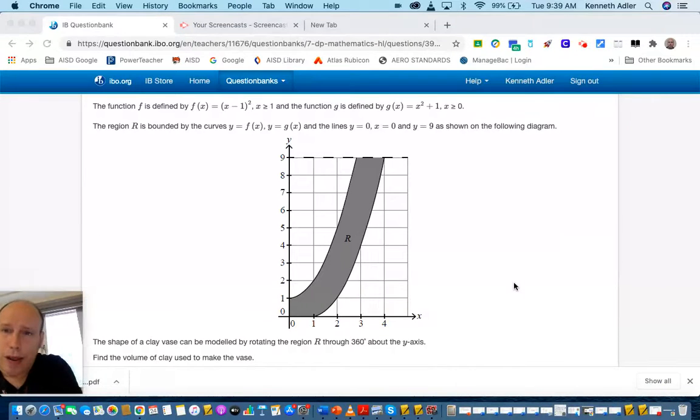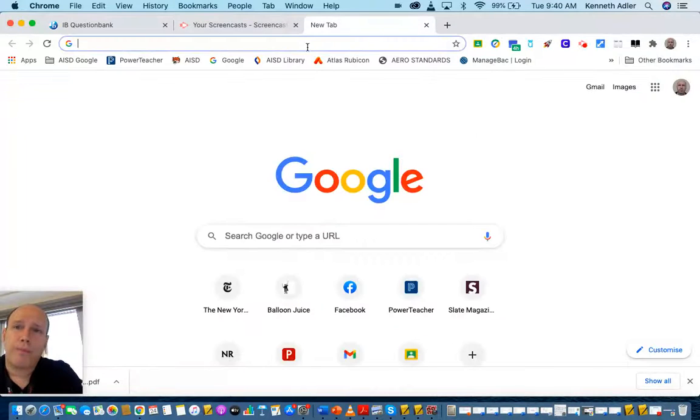We can make this using technology. It's not going to look exactly like it, but you can imagine a vase, like one you've made in pottery class. It's a vase with a thick rim. And the question is, how much clay do we need to make that vase? And this is a cross section. So let's go to GeoGebra.